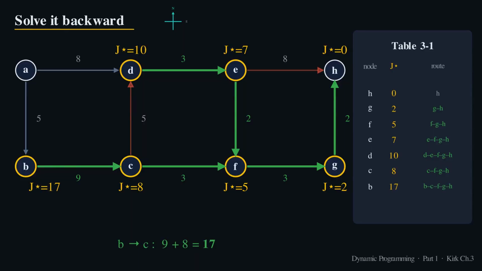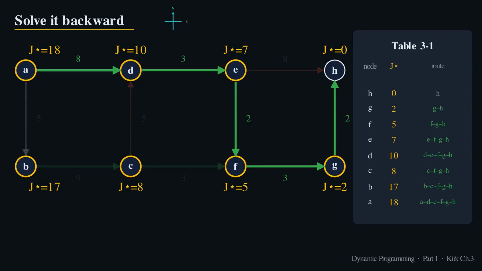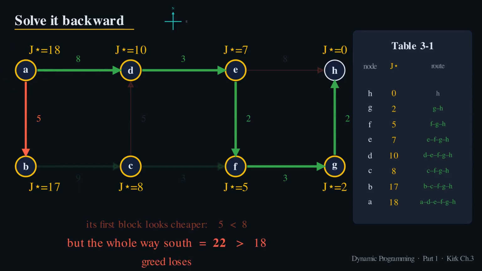Keep going. D is 3 plus 7, 10. At C, another fork. North to D is 5 plus 10, 15. East to F is 3 plus 5, 8. 8 wins. B is 9 plus 8, 17. And finally A. East to D is 8 plus 10, 18. South to B is 5 plus 17, 22. 18 wins. Follow the green. A, D, E, F, G, H. 18. The cheapest trip on the map.